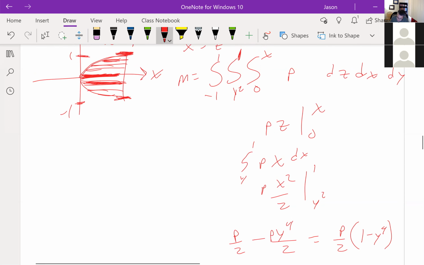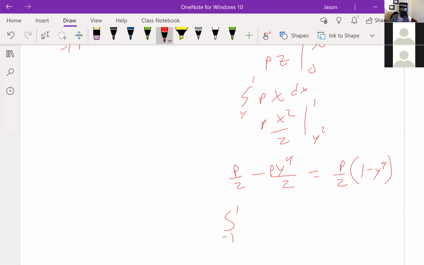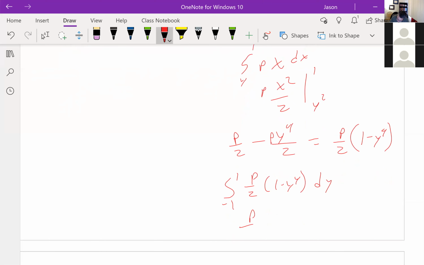Well, we're going to integrate the last one with respect to y. So this is the integral from negative 1 to 1 of p over 2 times 1 minus y to the 4th dy. So this is p over 2 times the integral from negative 1 to 1 of 1 minus y to the 4th. Let's integrate that. That's just going to be y minus y to the 5th over 5, evaluated from negative 1 to 1. Cool. 1 minus y to the 4th has some symmetry about it, so we could have actually just doubled what we're doing, but it's all good. We'll get there.